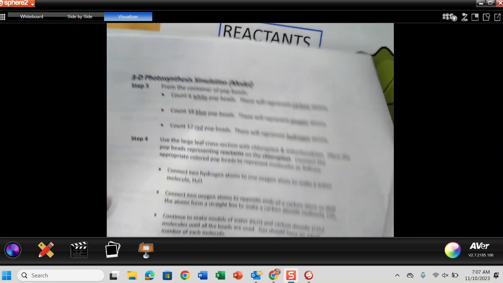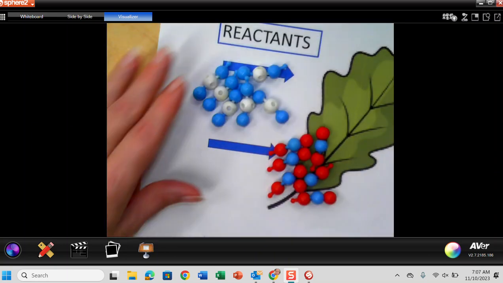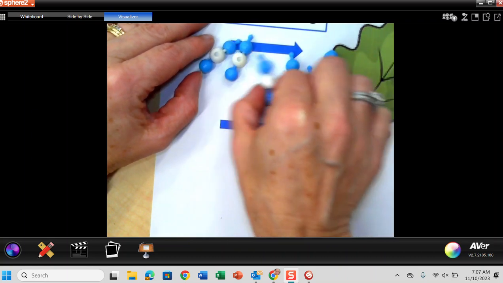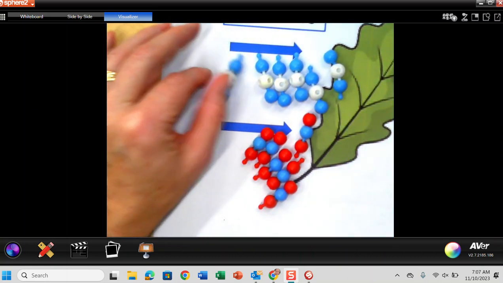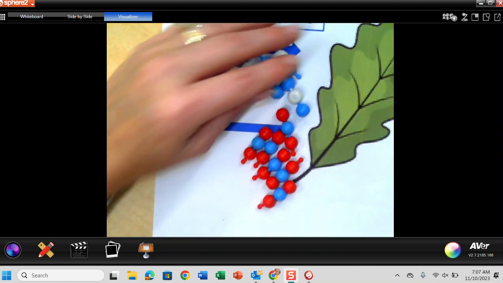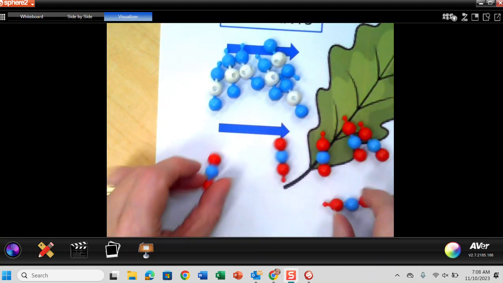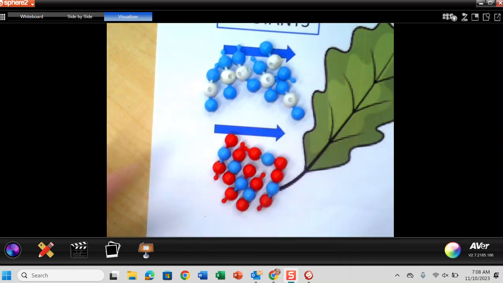Okay, so when I put all of my beads together in those 2 molecules, here's what I end up with. Look at this. I have 1, 2, 3, 4, 5, 6 of the carbon dioxide molecules. And I have 1, 2, 3, 4, 5, 6 of my water molecules. Okay, so those are my ingredients. Those are my reactants. I'm going to give those to the plant. The plant is going to get some water and some carbon dioxide.